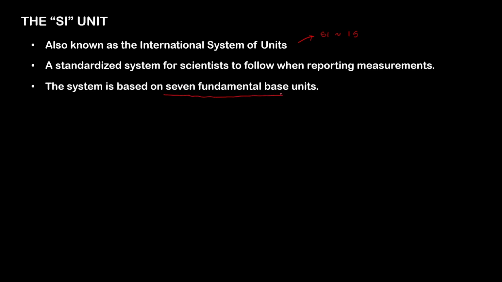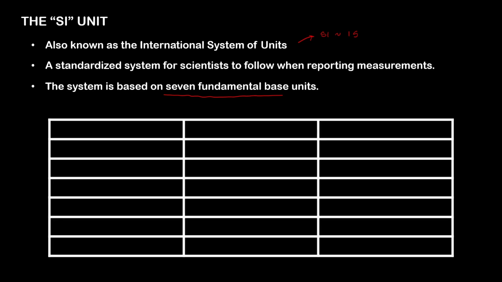So we must note this. These are easy to memorize and should be memorized if you want to know how such physical quantities are reported. Here we have seven. This will be the physical quantity, meaning what we are measuring, and this is the name of the unit and the abbreviation.